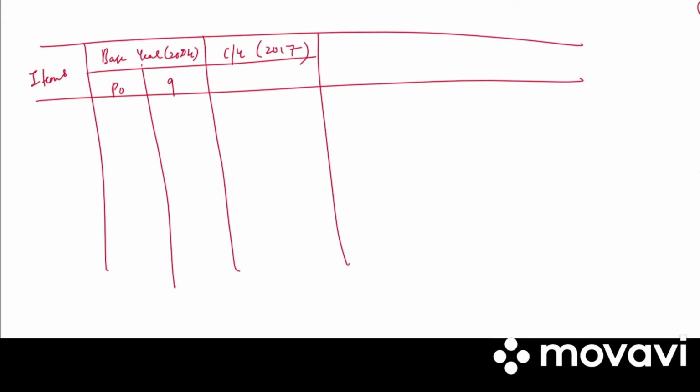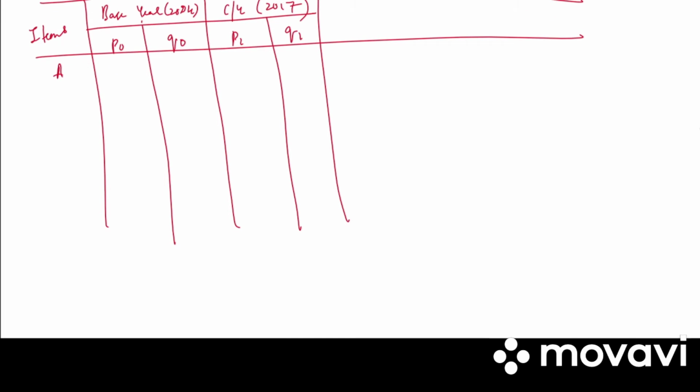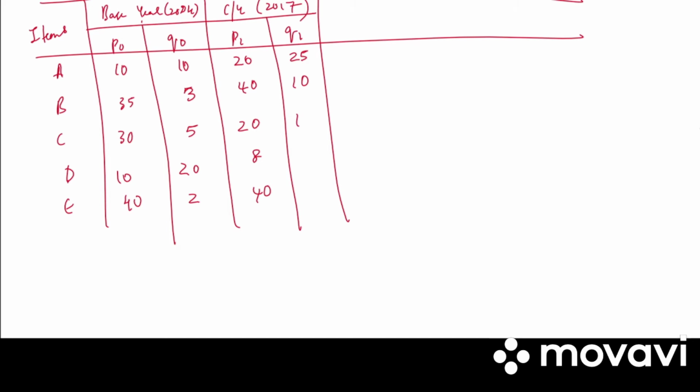Base year will always be P0, Q0. P1, Q1 is always current year. So items are given as A, B, C, D and E. Prices and quantities: 10, 35, 30, 10, 40. 10, 3, 5, 22. 20, 40, 28, 40. 25, 10, 15, 25.